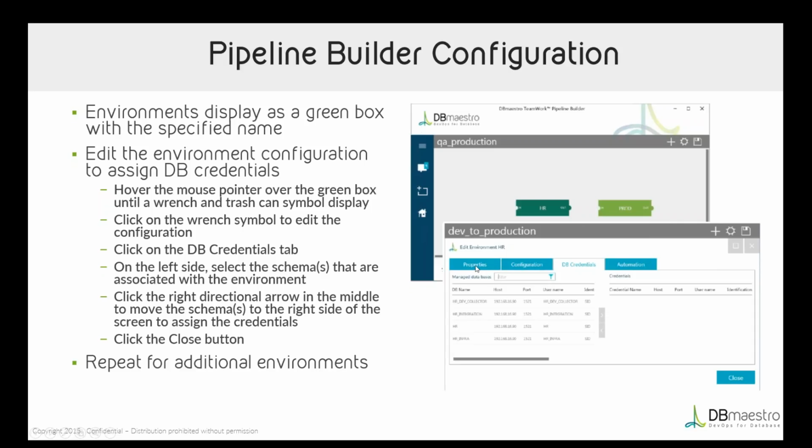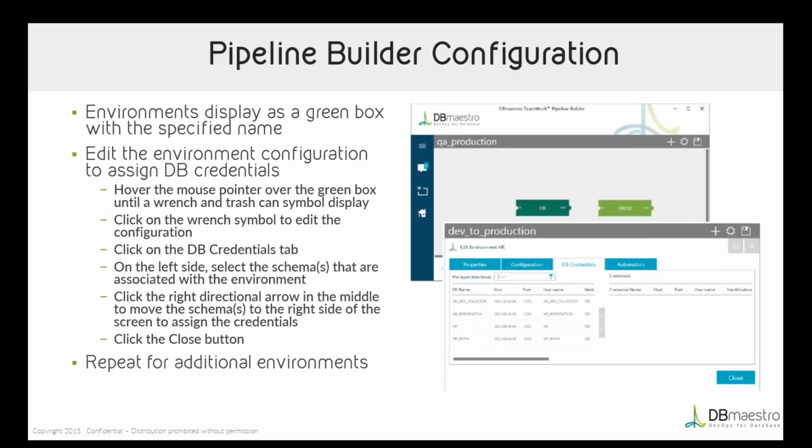Now we've already filled in the properties and the configuration when we created it. So now we have to go to the DB credentials and assign the credentials. When you add these schemas to source control in Teamwork, you save an ID in there and it gets stored in the repository encrypted. So now you can take those IDs that Teamwork already knows about and assign them to that particular environment.